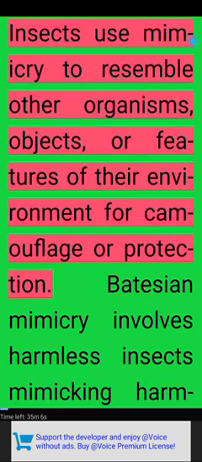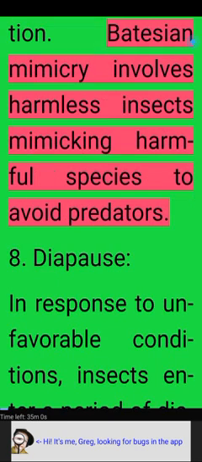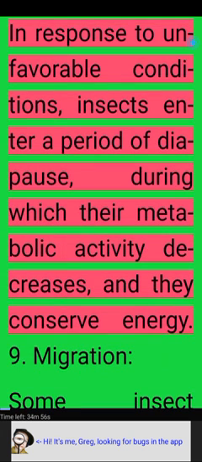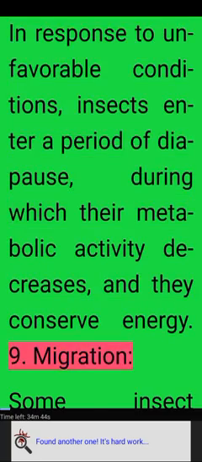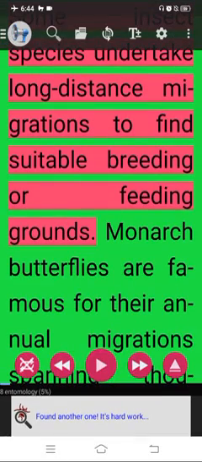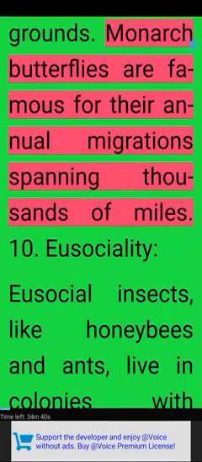7. Mimicry. Insects use mimicry to resemble other organisms, objects, or features of their environment for camouflage or protection. Batesian mimicry involves harmless insects mimicking harmful species to avoid predators. 8. Diapause. In response to unfavorable conditions, insects enter a period of diapause, during which their metabolic activity decreases, and they conserve energy. 9. Migration. Some insect species undertake long-distance migrations to find suitable breeding or feeding grounds. Monarch butterflies are famous for their annual migrations spanning thousands of miles.